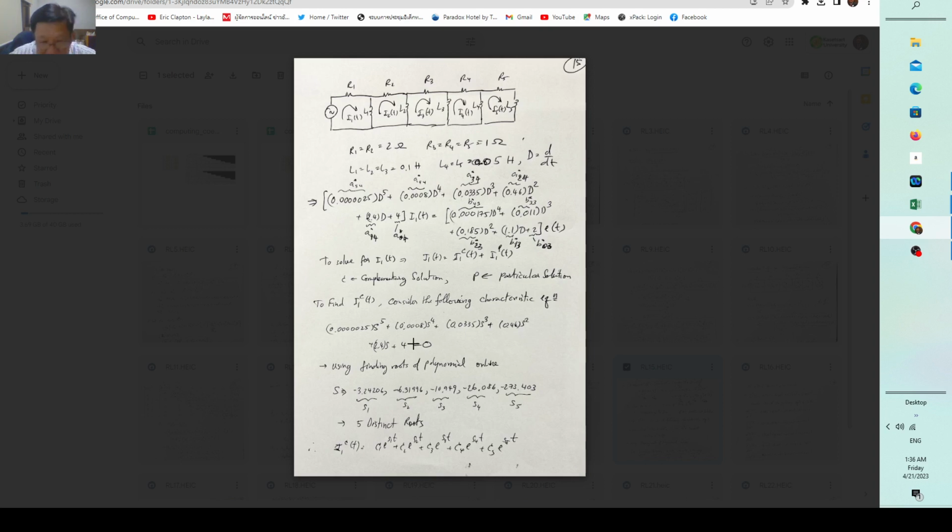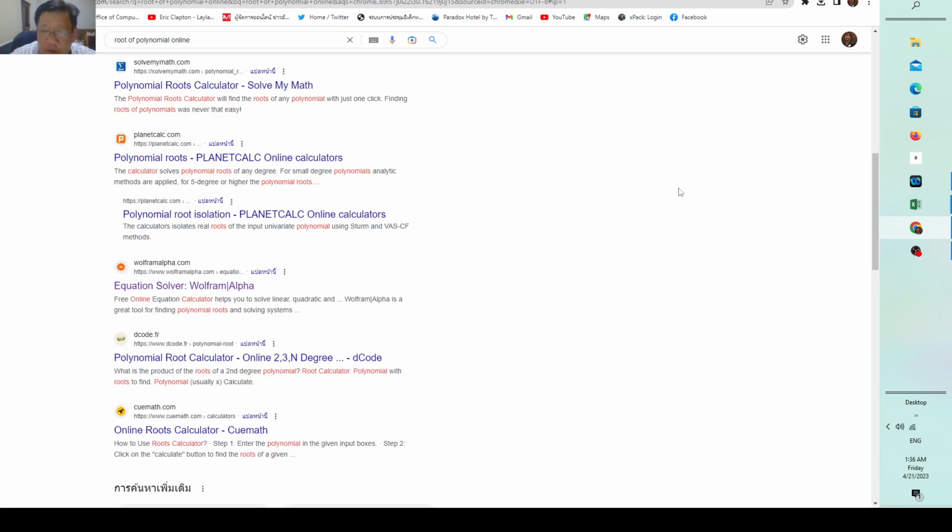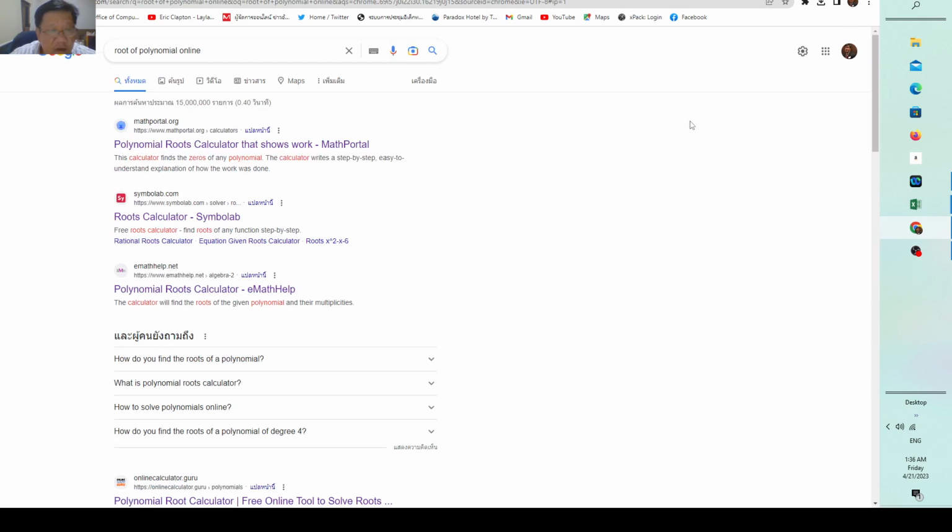Is it possible that I need to solve this? We can do it with this, but I should have written it down first. But we can do it with something available online to find the roots of a polynomial. You go to Google search, just like what you are seeing on your screen now.